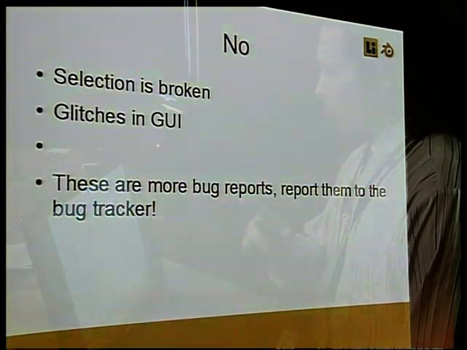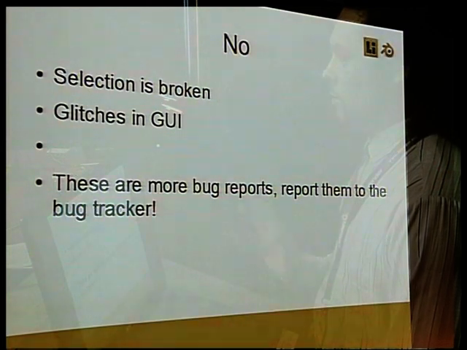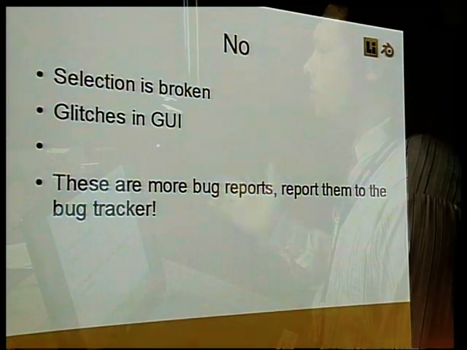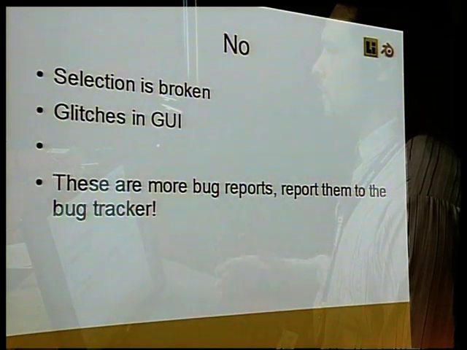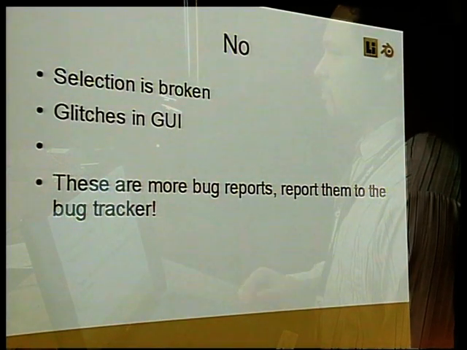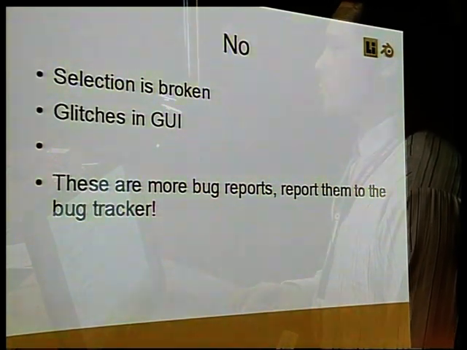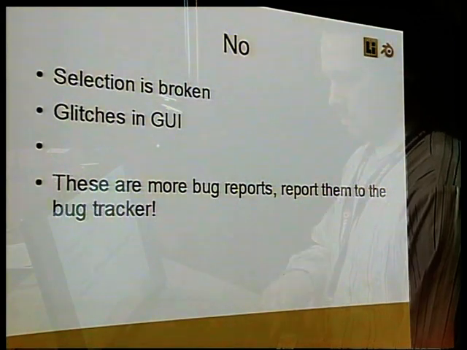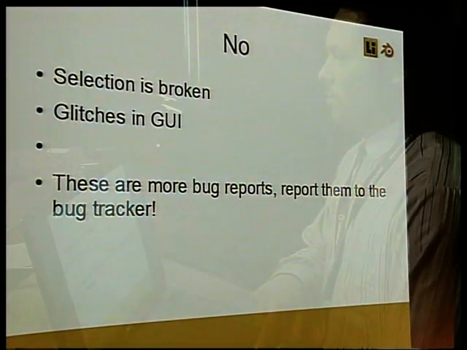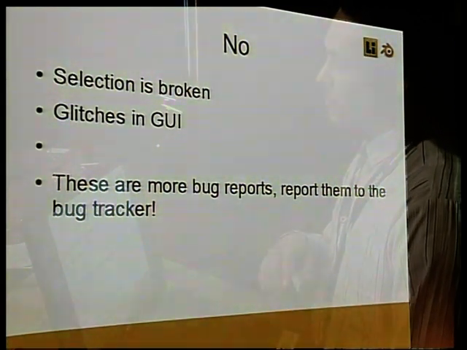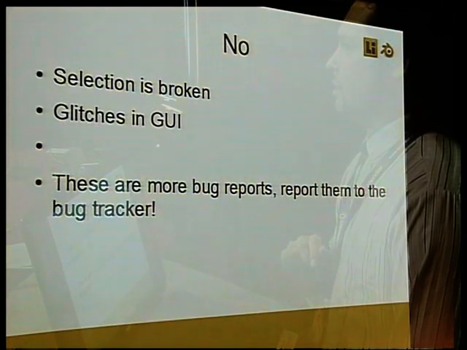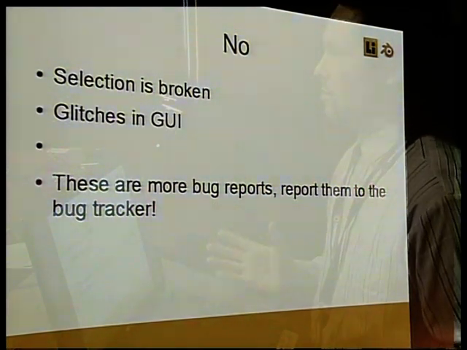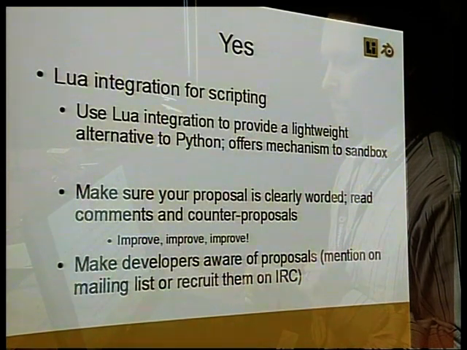So what you should not do in feature proposals is, like, there are glitches in the user interface. They are very annoying, but not for feature proposals. These are bug reports. Selection is broken, some problem. Don't report them as a feature proposal. Feature proposals are really for new ideas, new tools you want.